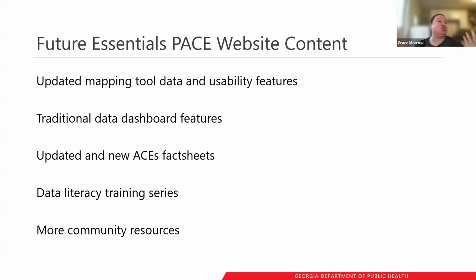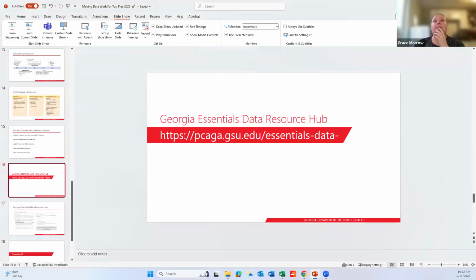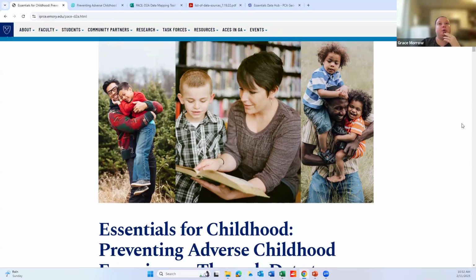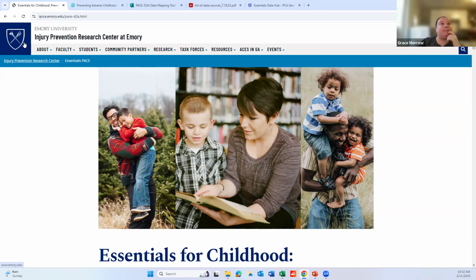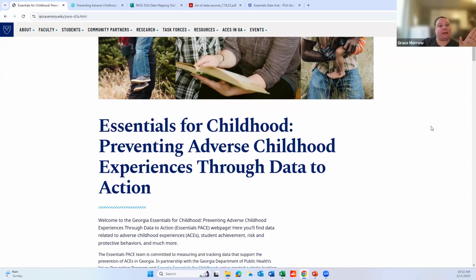And then we'll be adding additional community resources to the website in the future. So let's take a look at the website. So this is it. When you go to the link or type in what I put into Google in the chat, this is what's going to pop up. Our website is hosted at Emory University by the Injury Prevention Research Center at Emory. While the grant lives within the Georgia Department of Public Health, our data products are posted on Emory's website because it's easier for us to make quicker changes to them than if it were hosted on a DPH website. So that's why you'll see this here.